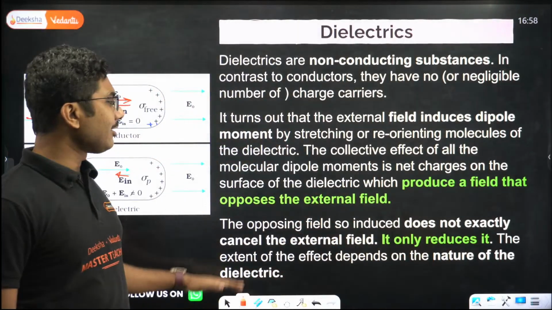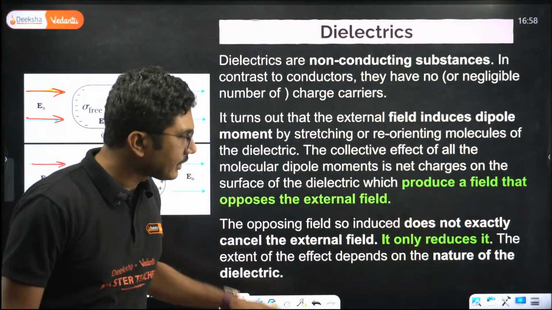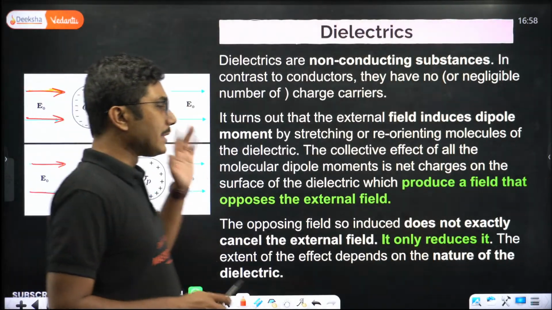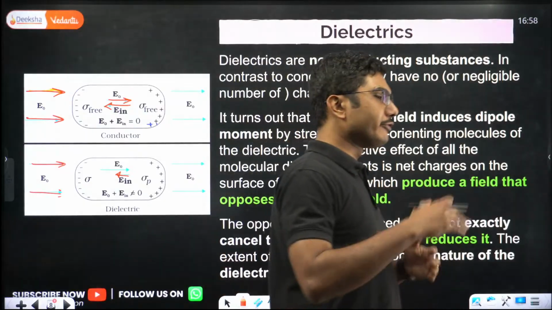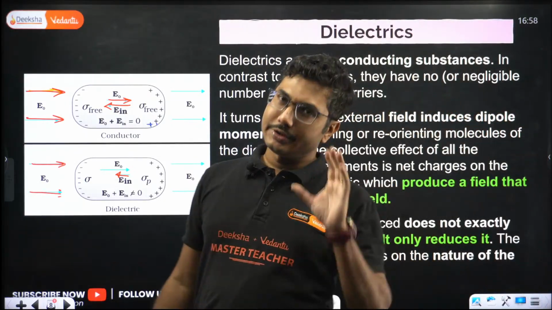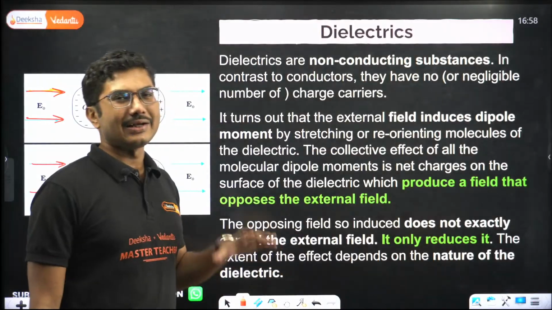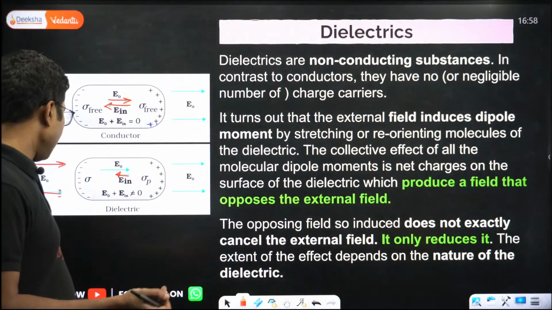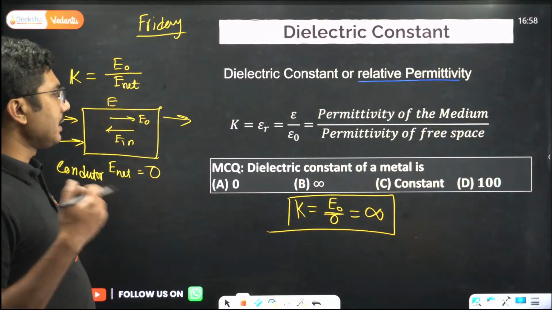The extent of the effect depends on the nature of the dielectric, right? So it varies from dielectric to dielectric. If it is a good dielectric, it can reduce significantly. If it is a bad dielectric, it can reduce slightly. Obviously it depends on the nature. And that's why we have the term called dielectric constant.